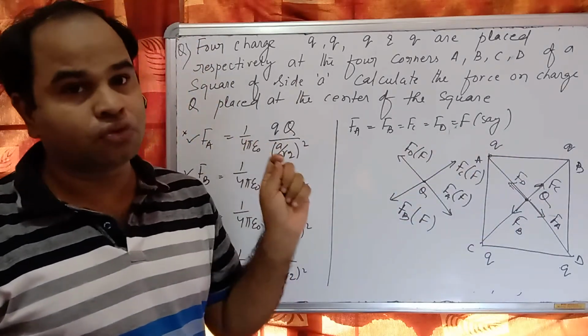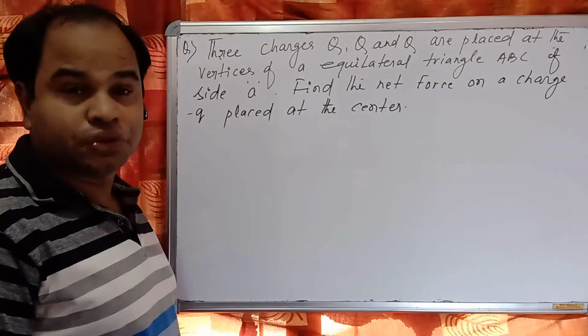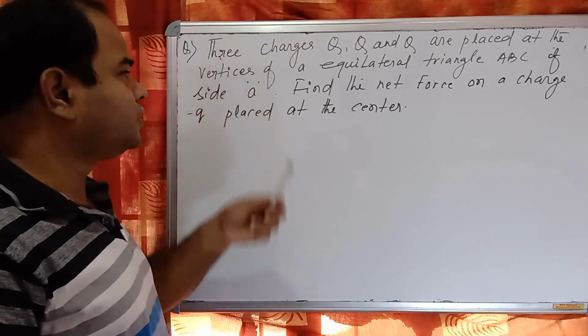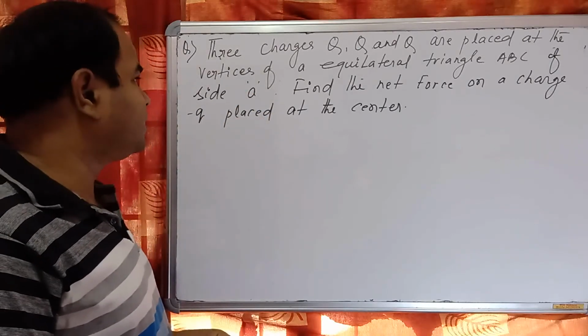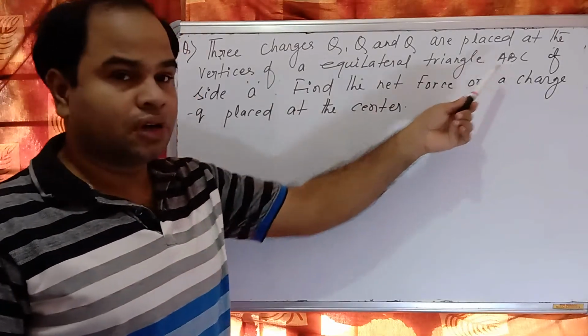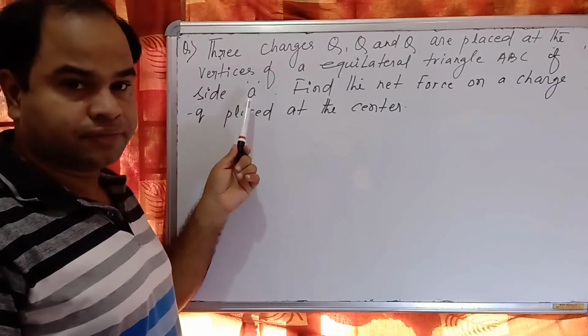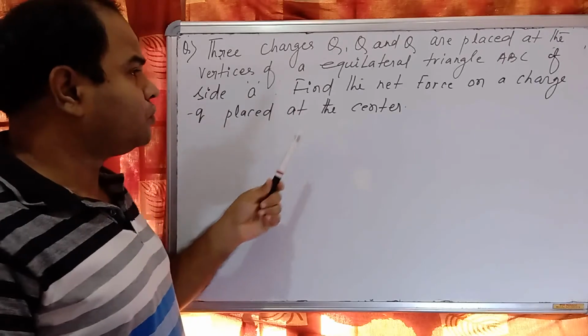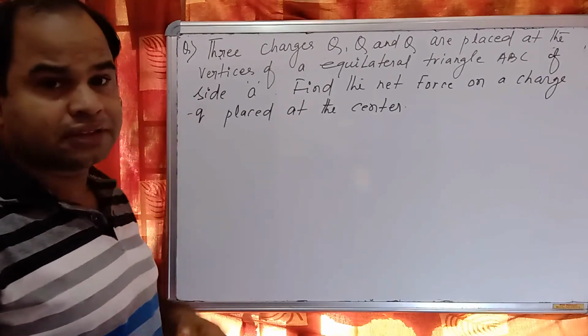So that means on the charge Q placed at the center, all the forces are cancelled out. So the net force on the charge Q is zero. Next question: three charges Q, Q and Q are placed at the vertices of an equilateral triangle ABC of side A. Find the net force on a charge minus Q placed at the center.